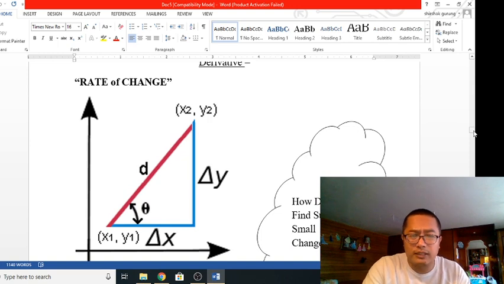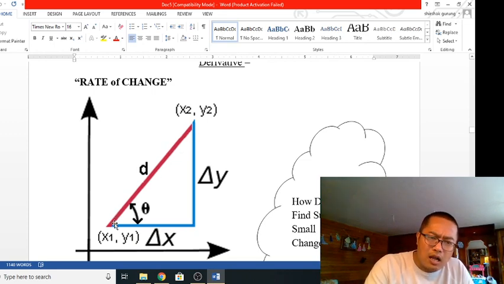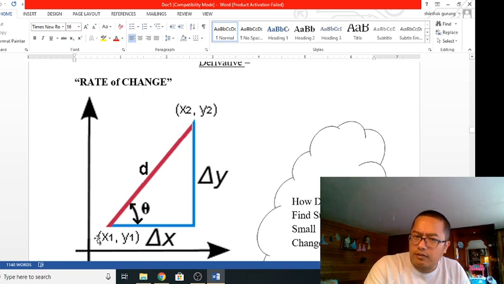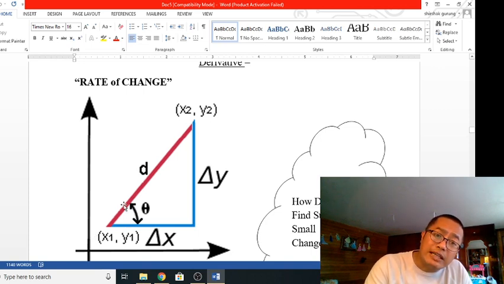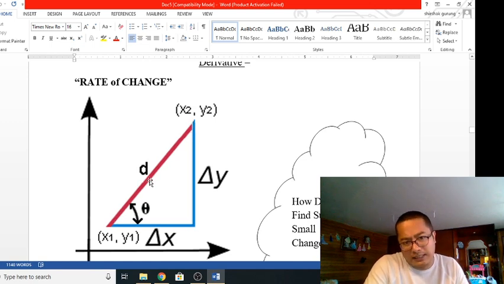Whenever you want to find something that is changing, for example, this is a hill. If this is a hill, you want to find how steep it is compared to this x. This is a straight road and you want to climb this hill, so you want to find how steep it is. So what do you do? You find the slope, the rate of change. How do you find the slope? We find it between these two points. How steep is this line compared to the straight line?